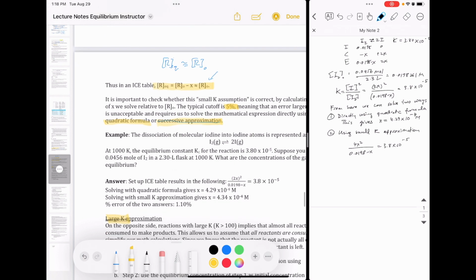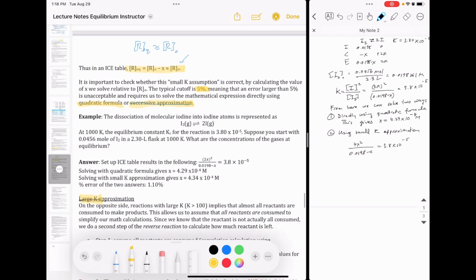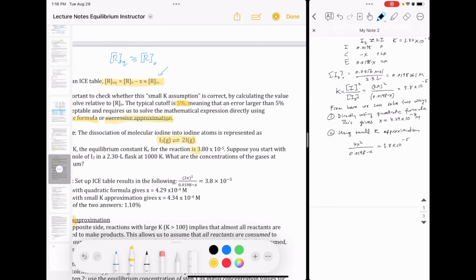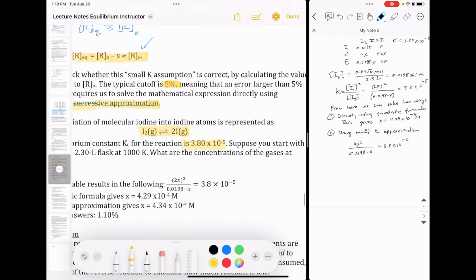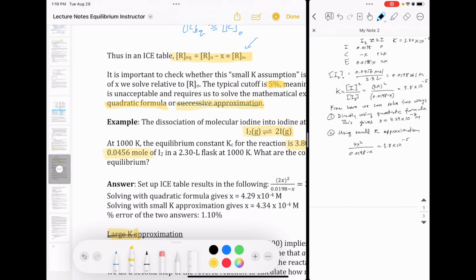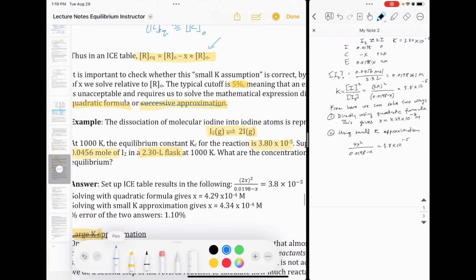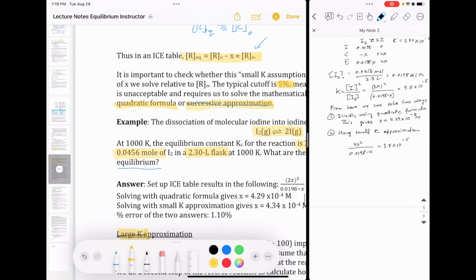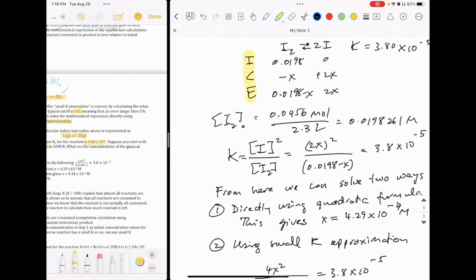So let's take a look at this problem to illustrate the idea of small K assumption. The reaction is given here, I2 goes to 2I. It tells you that the equilibrium constant is that value. And then if you start with this much of the I2 in a 2.3 liter flask, what's the concentration of the gases at equilibrium? Then I set up the ICE table, as you can see here.